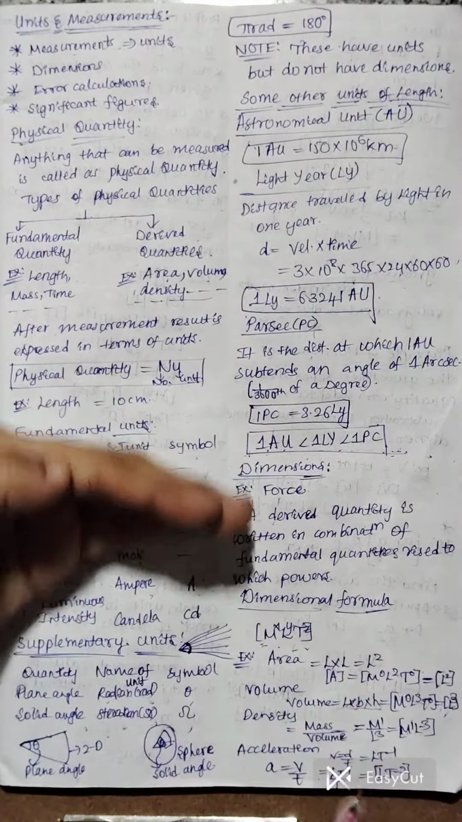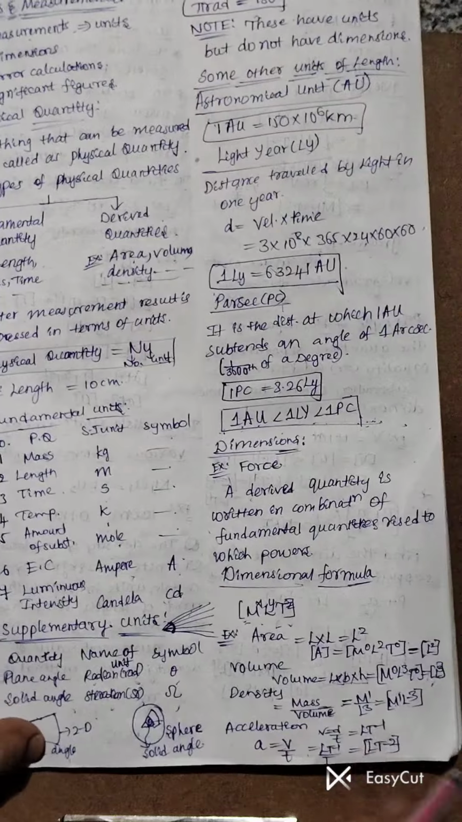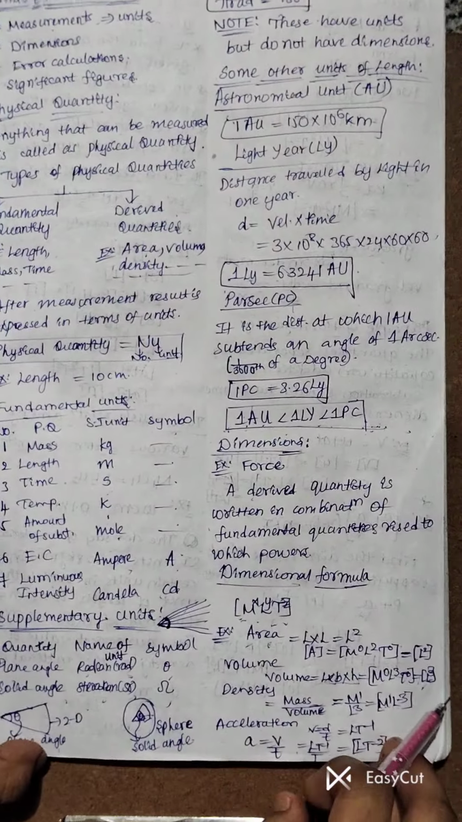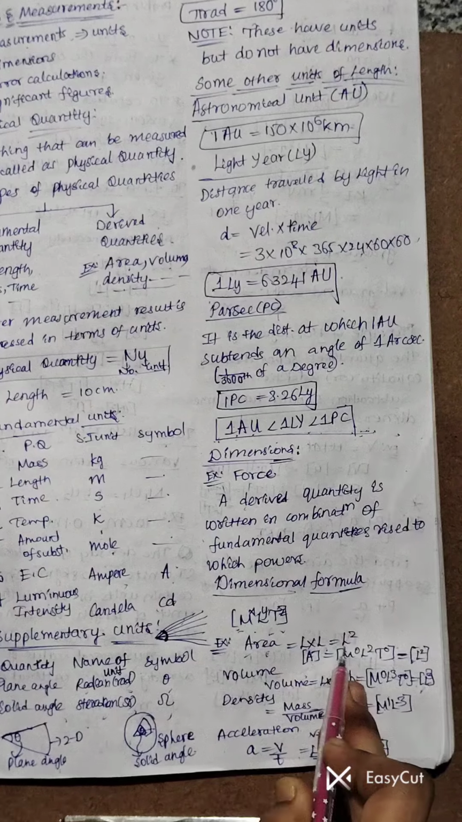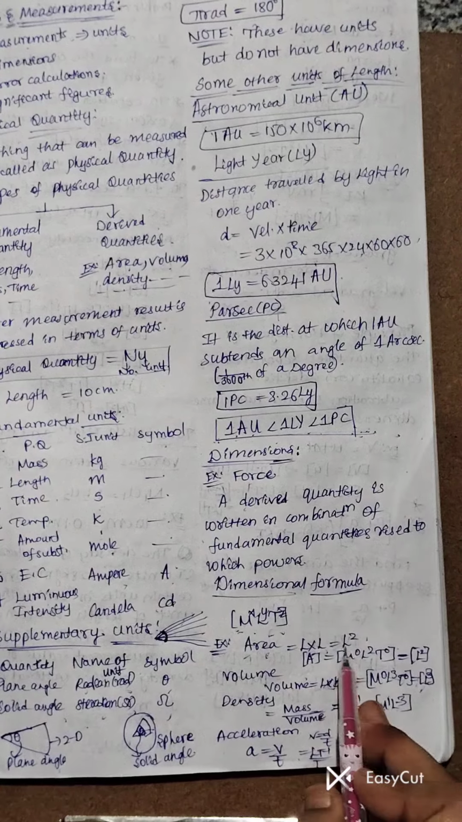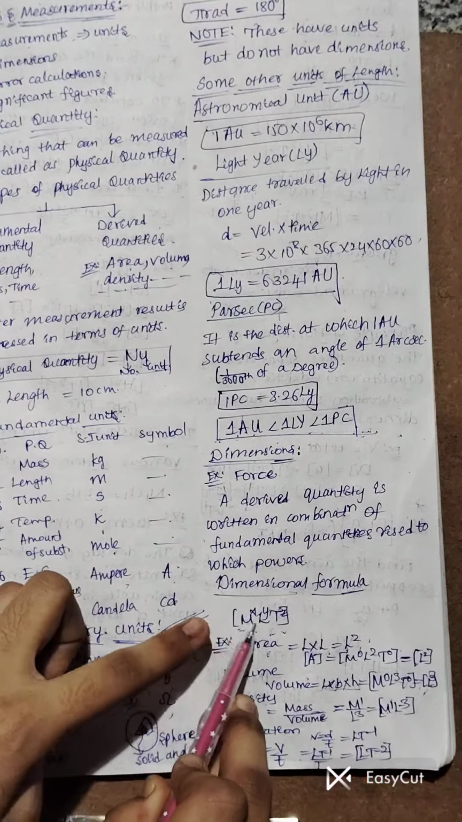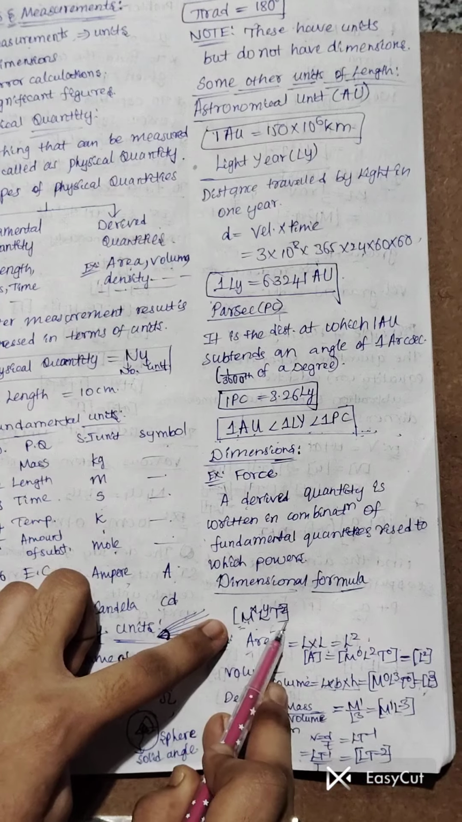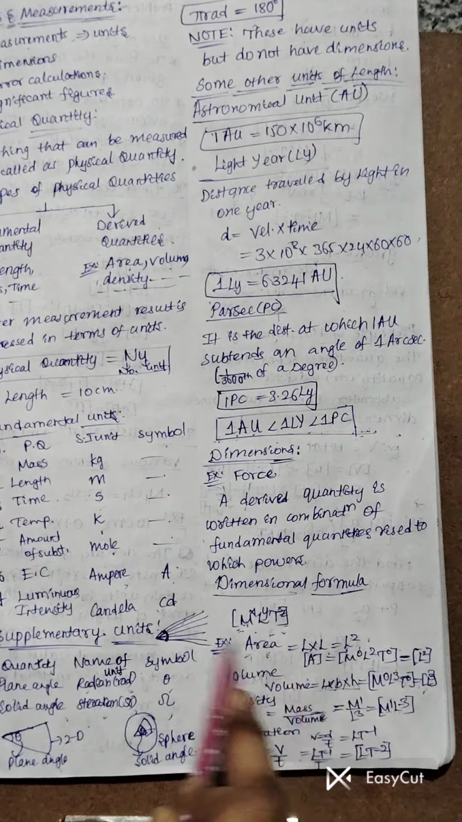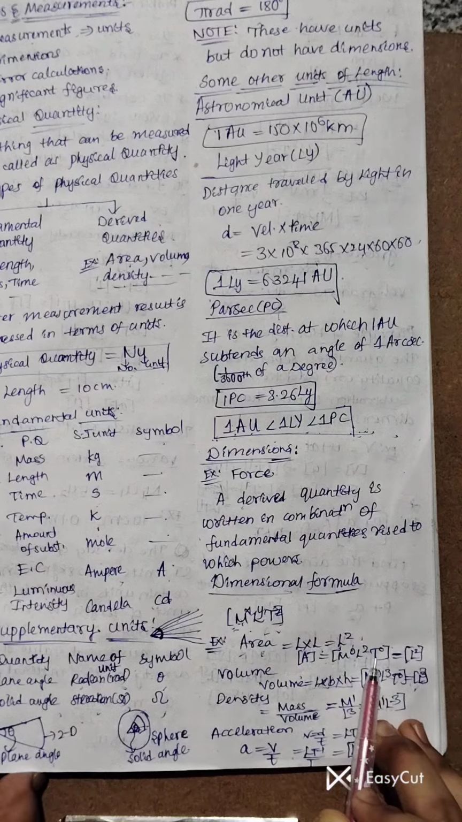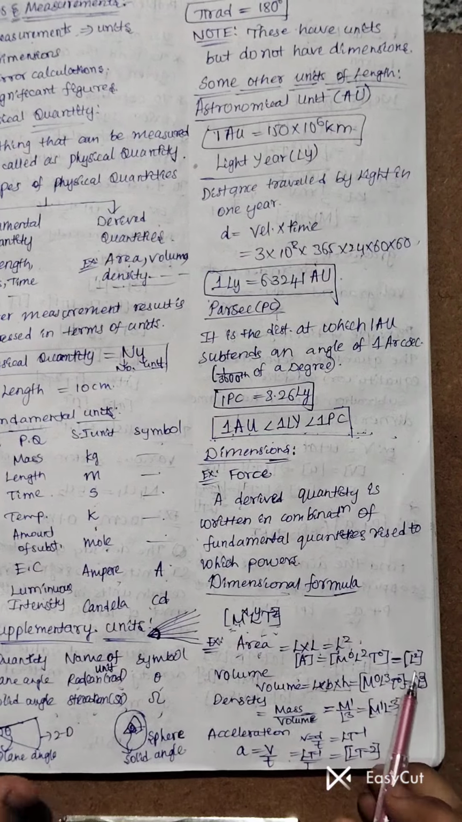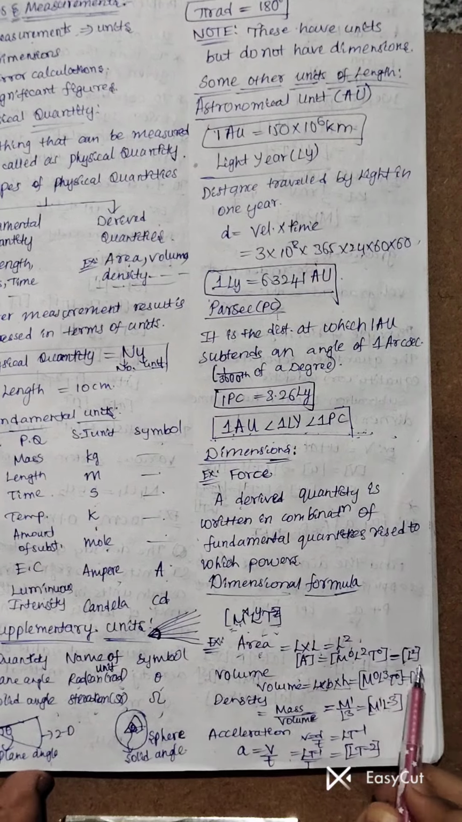I'll give you some examples regarding this. Now coming to area. We know that area is equal to length into length, which is equal to L square. So this can be represented as, here it is independent of mass and temperature. So it can be expressed as M power 0, L square, and T power 0. We can simply write in shortcut as L square.